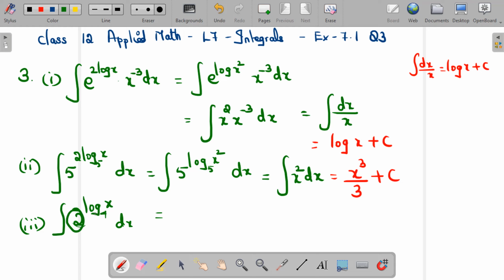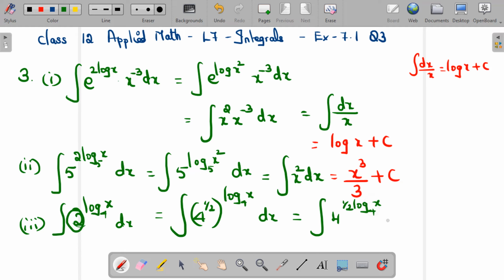So I'm going to rewrite this 2 as integral of 4 power half the whole power log of x to the base 4 dx. So now what you have got, I'm going to rewrite a power m the whole power n as a power m into n. So this is going to be 4 power half into log of x to the base 4 dx. Now this half I'm taking to the top as a power, because m into log a is going to be log of a power m. So rewrite this again as integral of 4 power log of x power half to the base 4 dx.